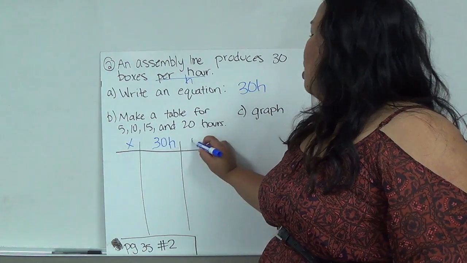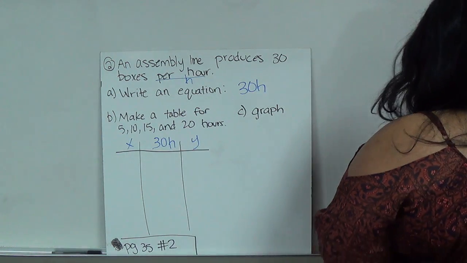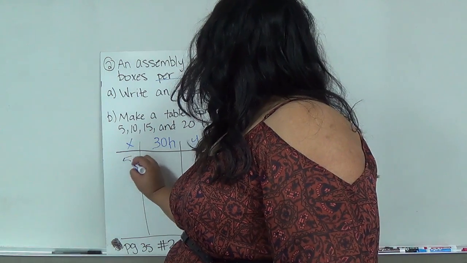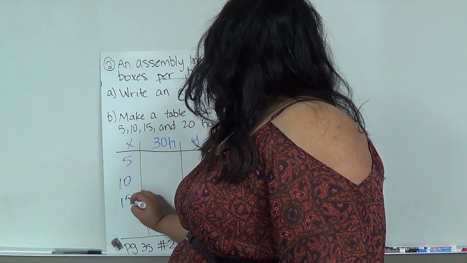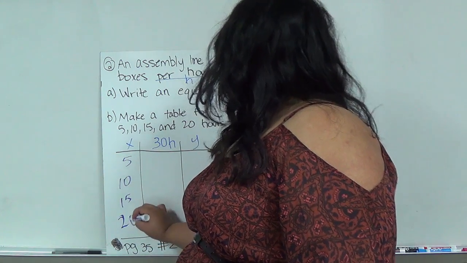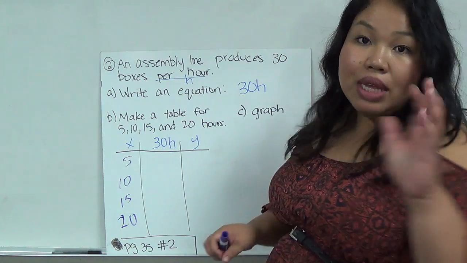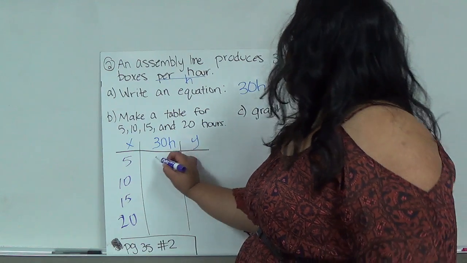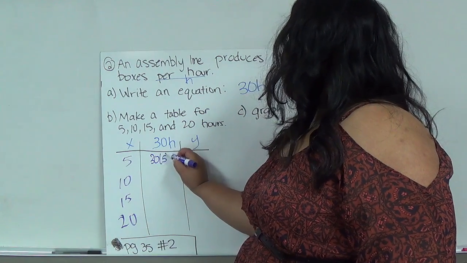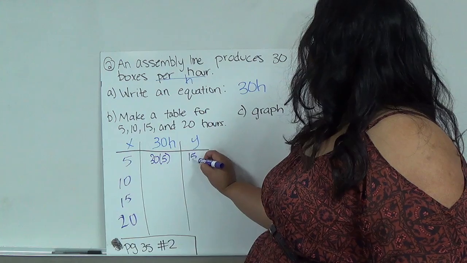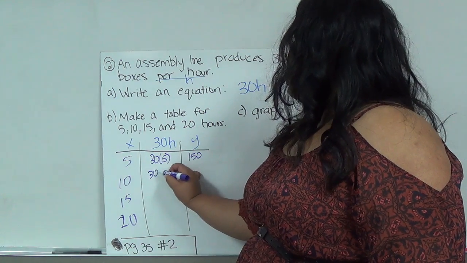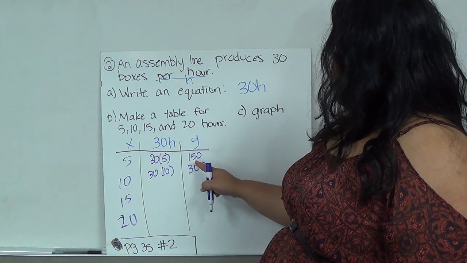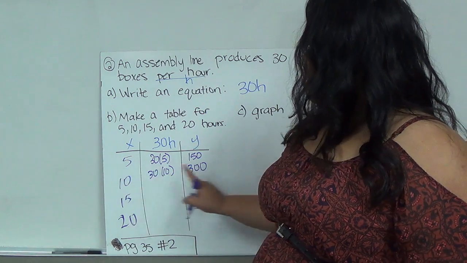And this is x and y, middle column. But this time it tells me which ones they want to find. They want to find 5, 10, 15, and 20, and they want me to graph it. It's the same as the last problem, except this one specifically gives you the x's. So I'm going to do 30 times 5, which gives me 150. I'm going to do 30 times 10, which gives me 300. This is 150 boxes, and 300 boxes in 10.